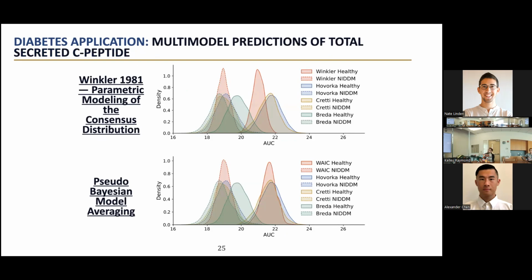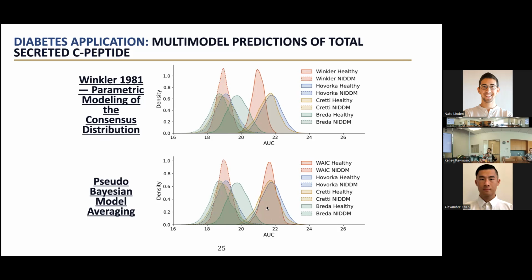So in the top plot, we have the results from WINKLER. The diabetes patients kind of make sense, it's a tighter average of all three, and the healthy one is kind of biased towards this underestimating model. Whereas with the pseudo-Bayesian model averaging, we have a very similar result for the diabetes patients, but in the healthy case, we're much closer to the average of the models that agree with the data by eyeball more, and we're not biased towards this model that underestimates.